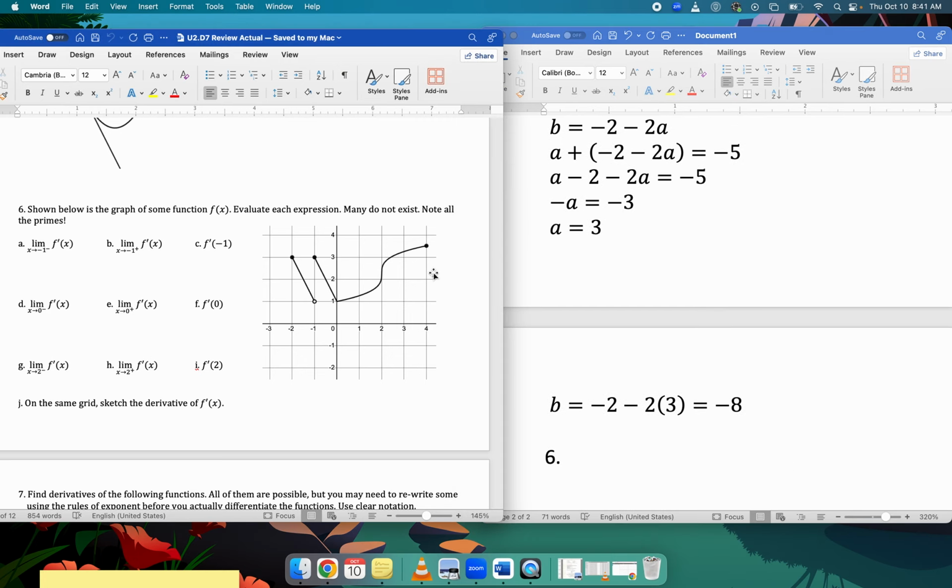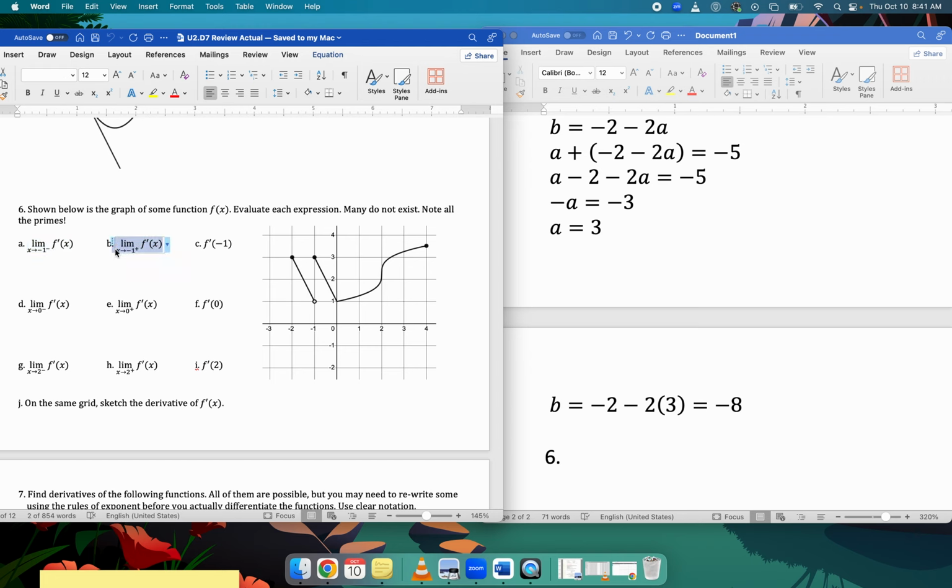Number 6, shown below is the graph of some function f of x. Evaluate each expression. Many do not exist. Note all the primes. Okay, limit as x approaches -1 from the left, f prime of x. So I'm asking, what is the derivative doing as you approach -1 from the left? Well, if I approach -1 from the left, it looks like the slope is just constantly -2. So I'd say it's -2.